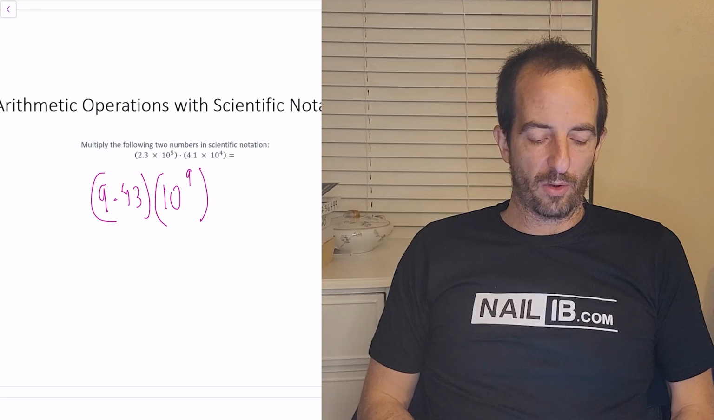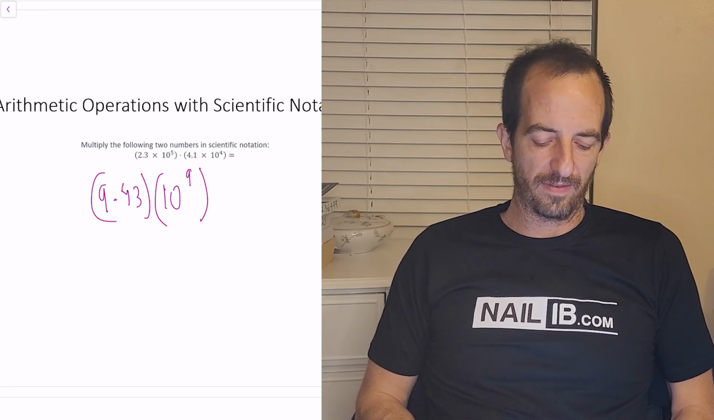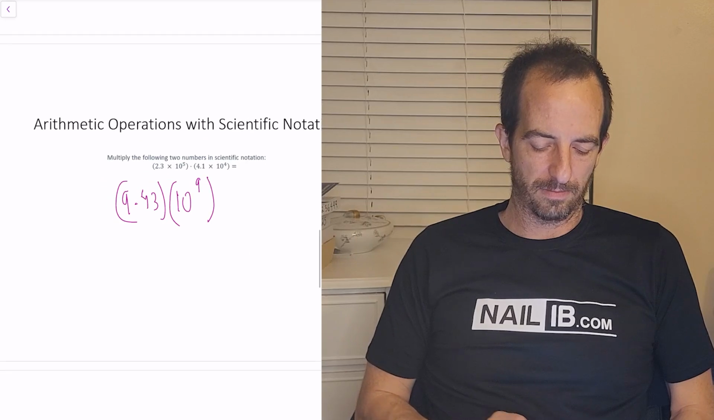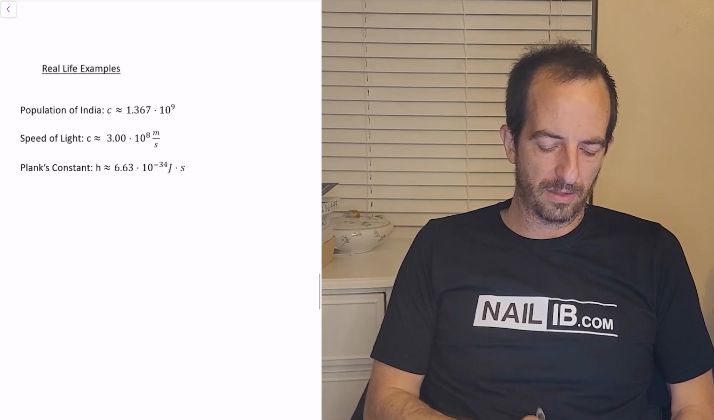The exponent over the 10 is an integer. The coefficient is between 1 inclusive and 10 exclusive. We have a good scientific notation. And here they gave us some real life examples if you want to practice. Not too difficult here, right?